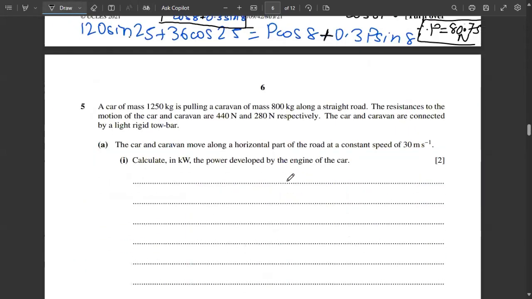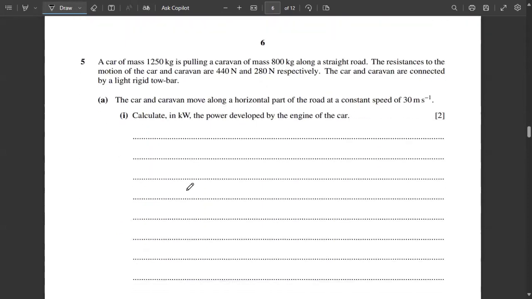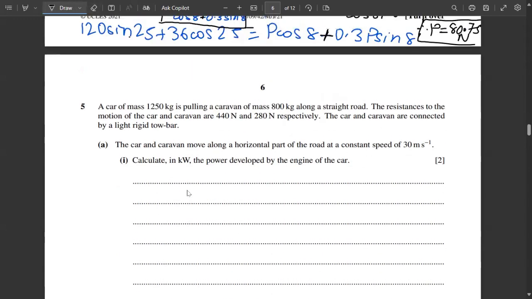Fifth, a car of mass 1250 kg is pulling a caravan of mass 800 kg. Let's start drawing a diagram. But is it a straight road? Yes. So let this be the car.